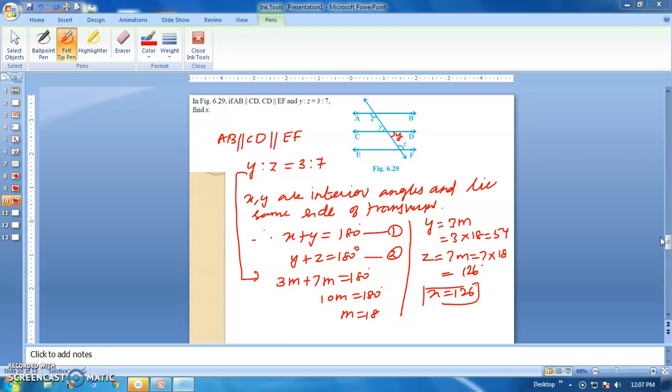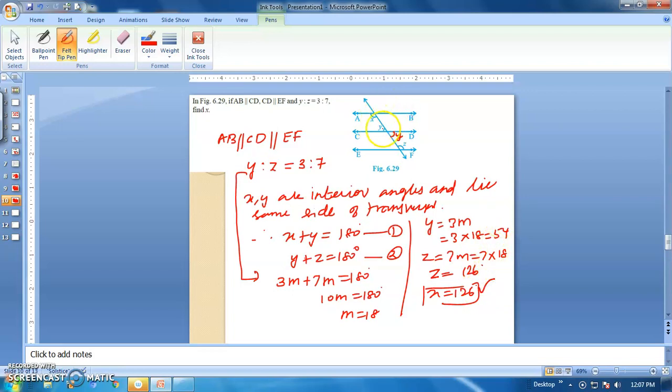Let us continue the slides now. So in the last question, you may ask why x is 126. But we found z equal to 126 here. Z equal to 126, but how is x equal to 126? You may ask this question.